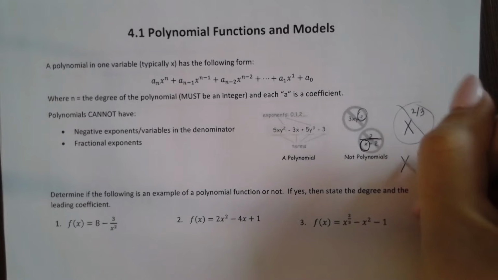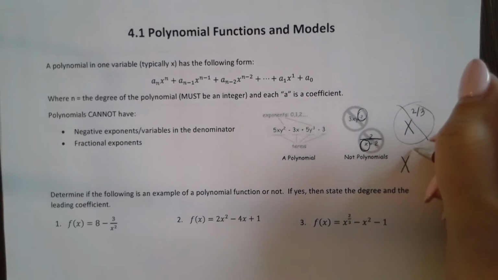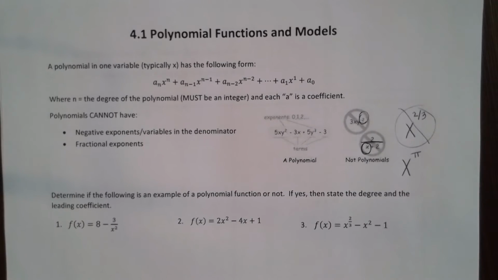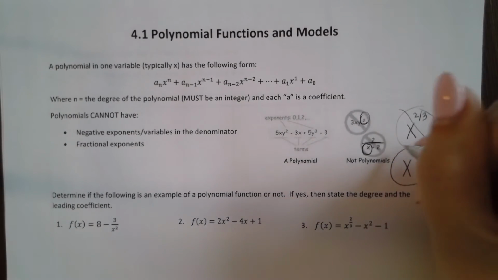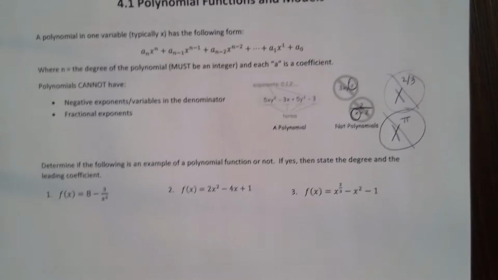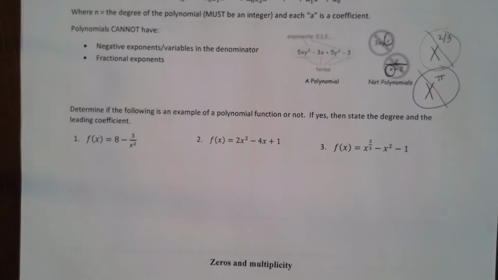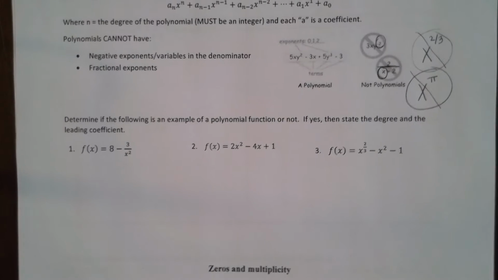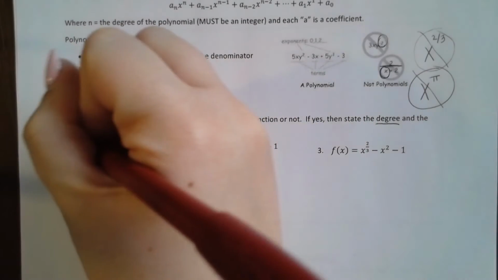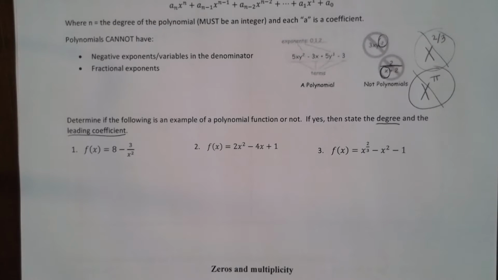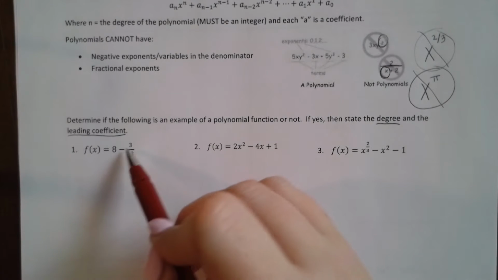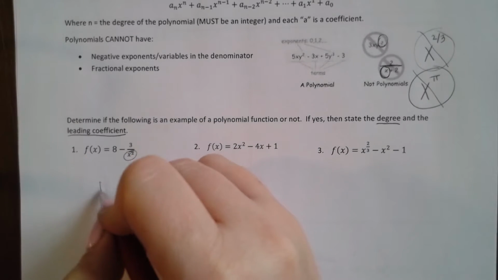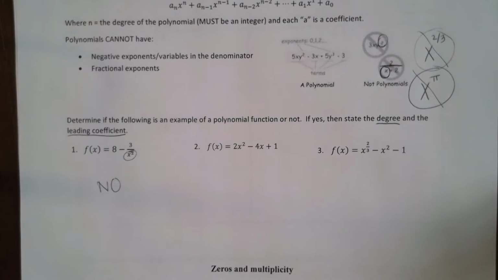Okay, it must be an integer, and it must be rational. If we had something like x to the pi, which is 3.14 repeating, right? So that would not be a polynomial. Okay, so in the next 3 examples, it wants us to determine if each is a polynomial. If yes, then state the degree and the leading coefficient. Okay, so we have 8 minus 3 over x squared. Well, we have x on the bottom, so that would be no, it is not a polynomial.